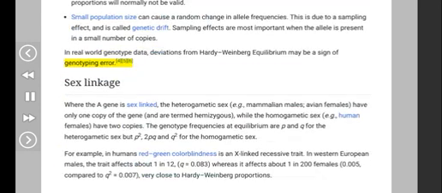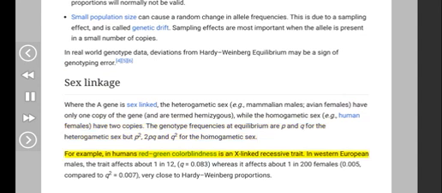Sex linkage. Where the gene is linked, the heterogametic sex, e.g., mammalian males, avian females, have only one copy of the gene and are termed hemizygous, while the homogametic sex, e.g., human females, have two copies. Genotype frequencies at equilibrium are p and q for the heterogametic sex but p², 2pq and q² for the homogametic sex.